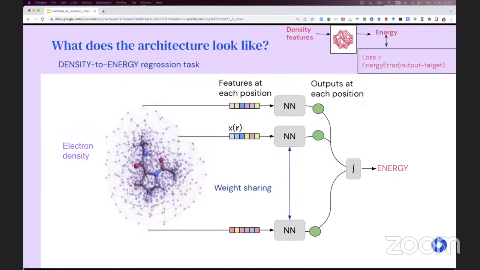Our electron density is treated as a point cloud. So it's sampled on a grid that is a very dense grid, and it's irregular and is different for each input molecule. From that electron density, we build feature vectors at each position of the grid, and then we give that to the neural network that produces an output at each position. Then we integrate those outputs to calculate the energy.